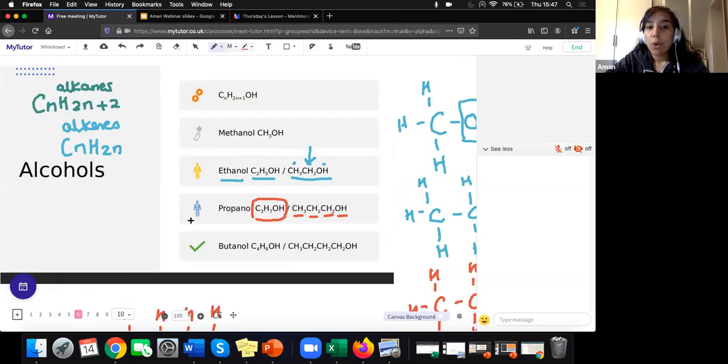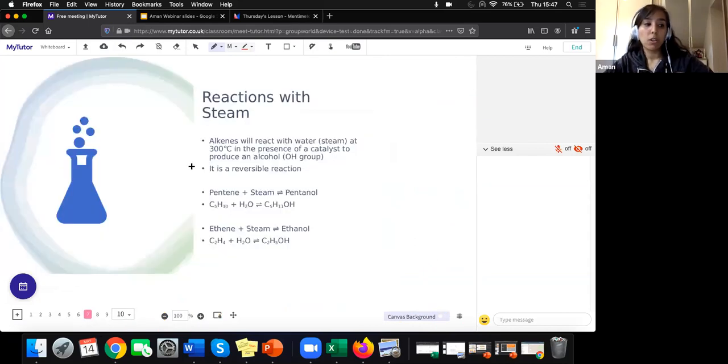Then we went over the alcohols and we looked at the structures of all of them. So the next thing we're going to do is look at how alcohols are formed. And this is the third reaction that we need to know about for alkenes. So alkenes will react with water, specifically steam, at 300 degrees in the presence of a catalyst to produce an alcohol. The reason I didn't do this first is because I wanted you to just understand what an alcohol looks like. Now that we know that, we can go through this reaction.